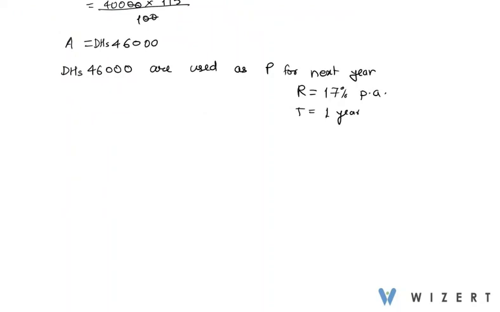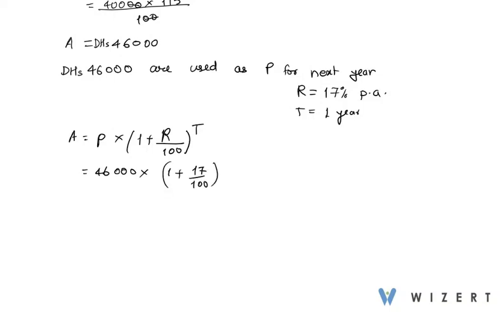We'll use the same relation, amount equal to principal multiplied by 1 plus R by 100 to the power T. So that will be principal, which is 46,000, multiplied by 1 plus 17 by 100. So that will be 46,000 multiplied by 117 divided by 100. We again cancel out these two zeros and let's multiply.